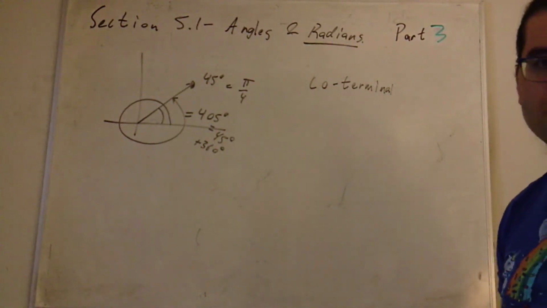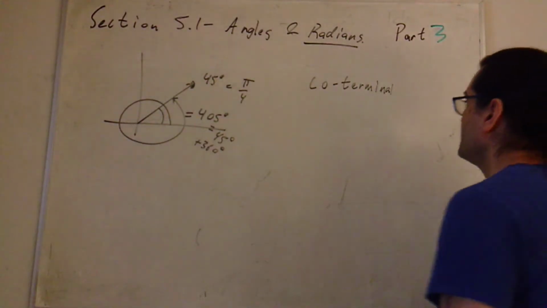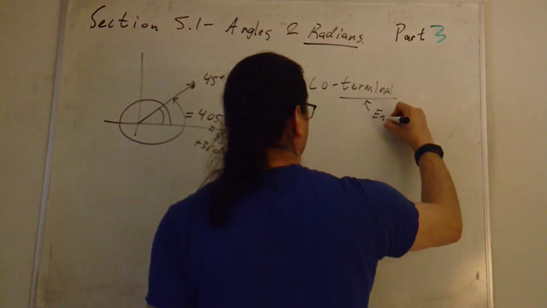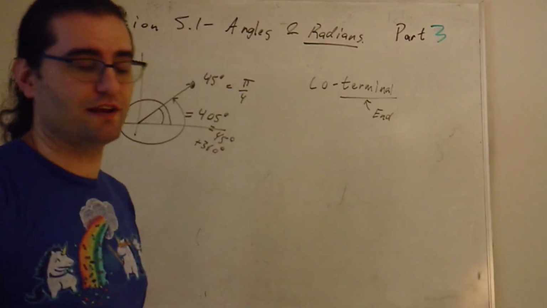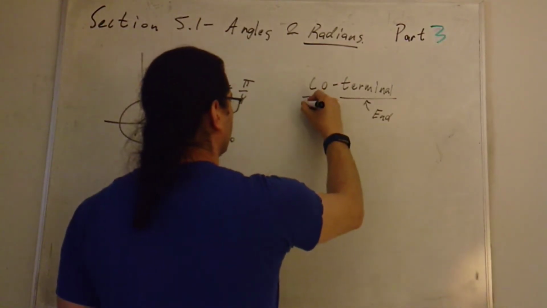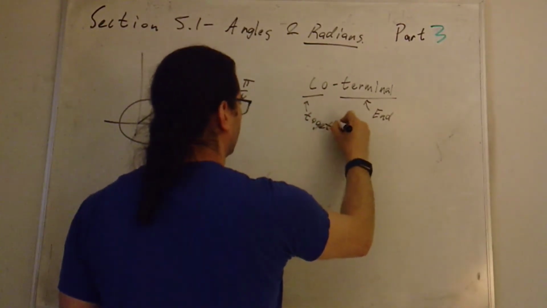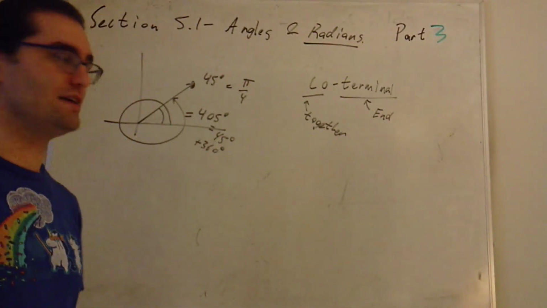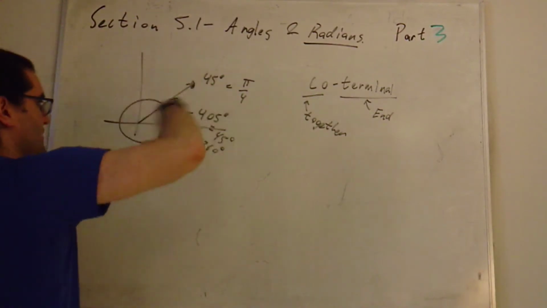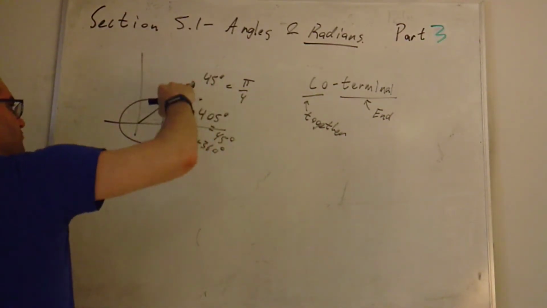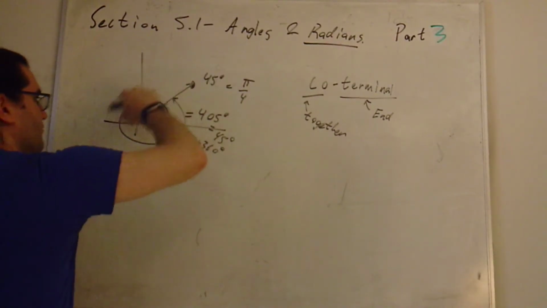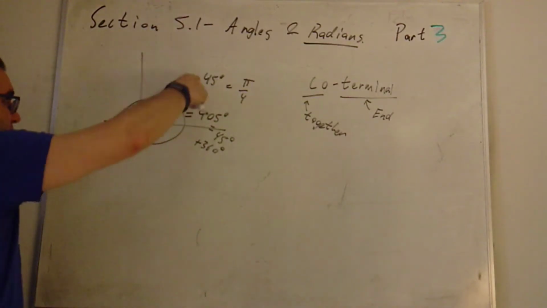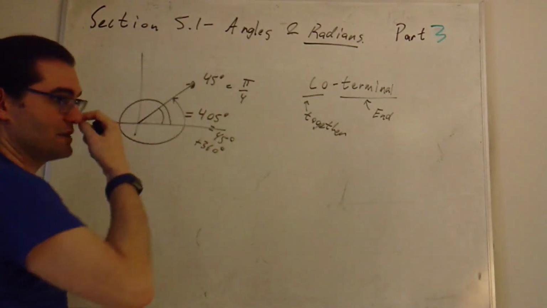For those of you that enjoy Latin and/or Arnold Schwarzenegger movies, you might know that terminal means end, like the Terminator. He comes to end things. Co means together. So coterminal means the two angles end together. They end in the same place. So if you start spinning around the axis, if you end at 45 degrees, you're here. If you end at 405 degrees, that puts you in the same place, because you've just gone around the circle one extra time.